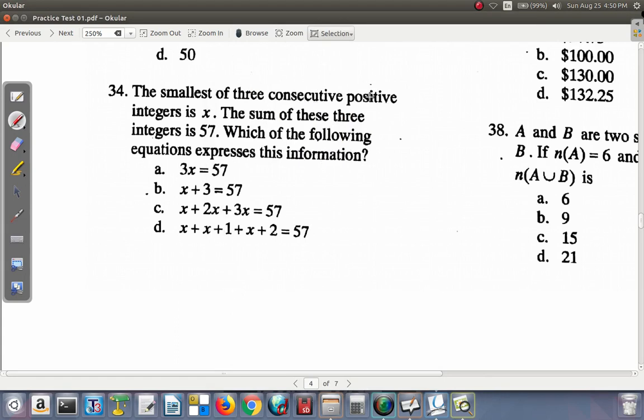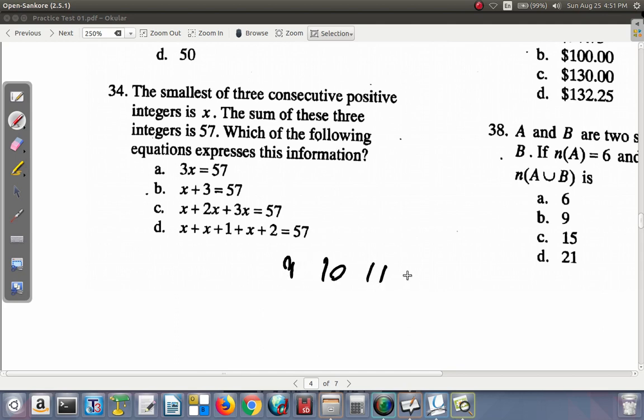The smallest of three consecutive positive integers. Consecutive means one after the other. For example, consecutive positive integers would be like 9, 10, 11. Now, the smallest one is x, whatever that is. It didn't give you a number. If the smallest one is x, the next bigger one would be what? How do you move from 9 to 10? You add 1. So to go from 9 to 10, you say 9 plus 1. Or from 10 to 11? You add 1. You say 10 plus 1. So you keep adding 1 each time to go to the next positive integer.